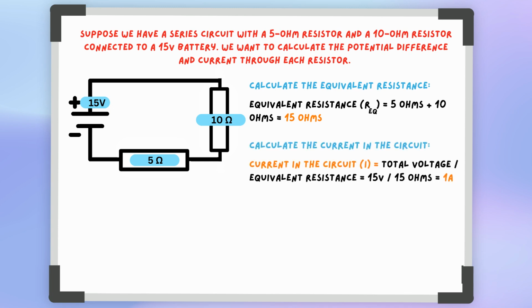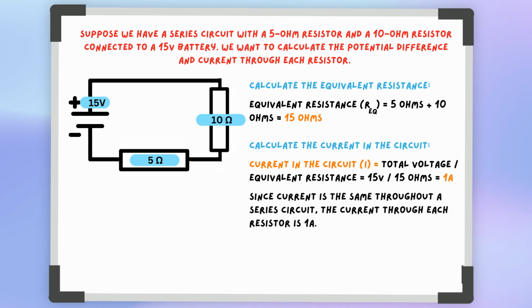Next, calculate the current in the circuit. Current in the circuit, I, equals total voltage over equivalent resistance, which gives 15 volts divided by 15 ohms equal to 1 amp. Since current is the same throughout a series circuit, the current through each resistor is 1 amp.